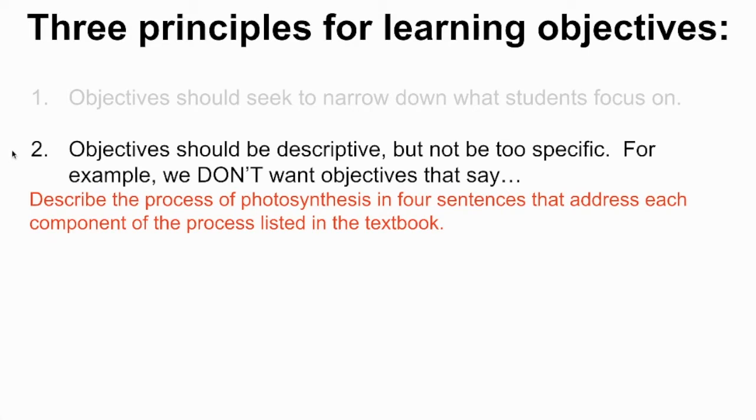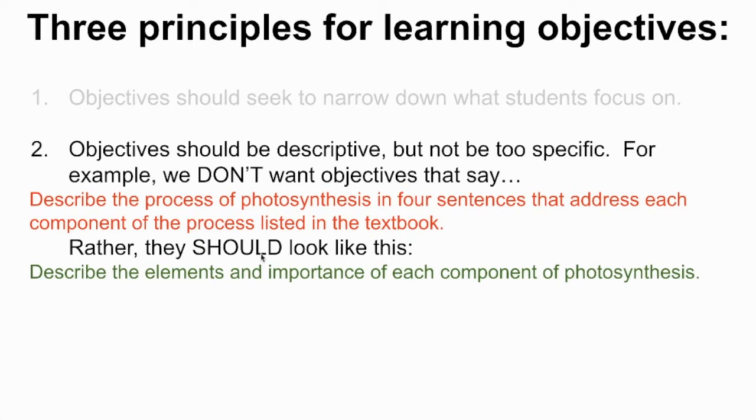For example, we don't want our objectives to say something like, describe the process of photosynthesis in 4 sentences that address each component of the process listed in the textbook. Instead, consider something more like this. Describe the elements and importance of each component of photosynthesis. Notice this is descriptive but not too specific, as in the case before it.